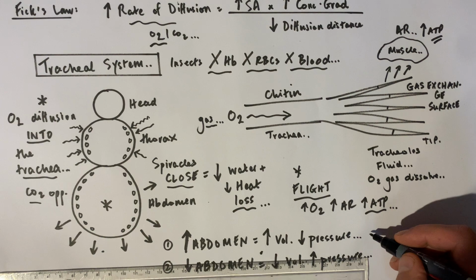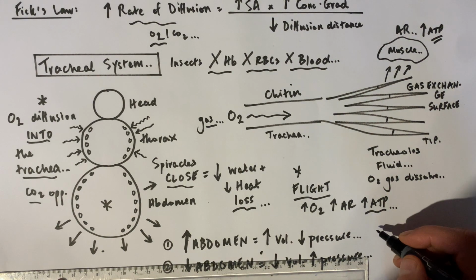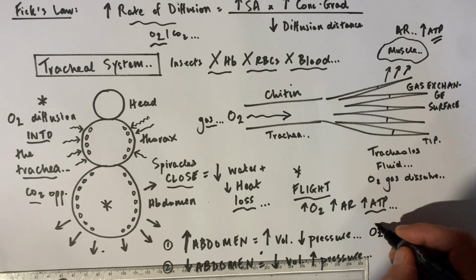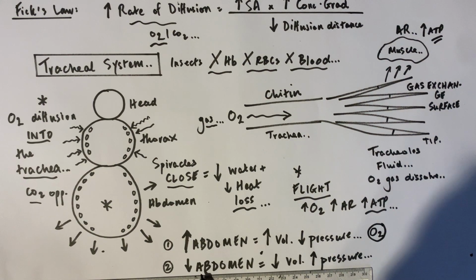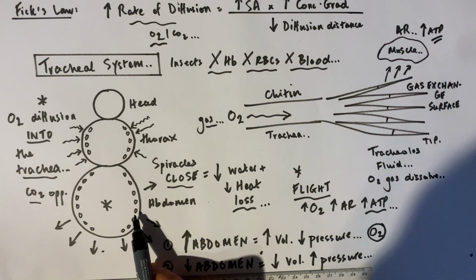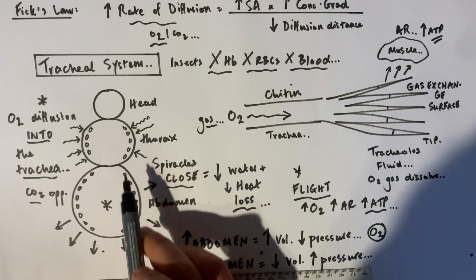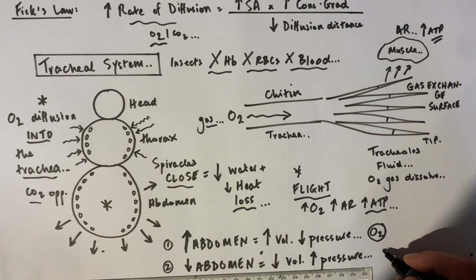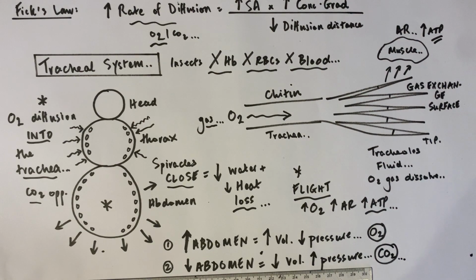So this is going to draw in, number one at the top, fresh air with more oxygen in it. And then as the abdomen decreases in size, the abdomen spiracles open, the thorax spiracles close, and that's going to force air out that contains the waste gas, which we know is carbon dioxide.